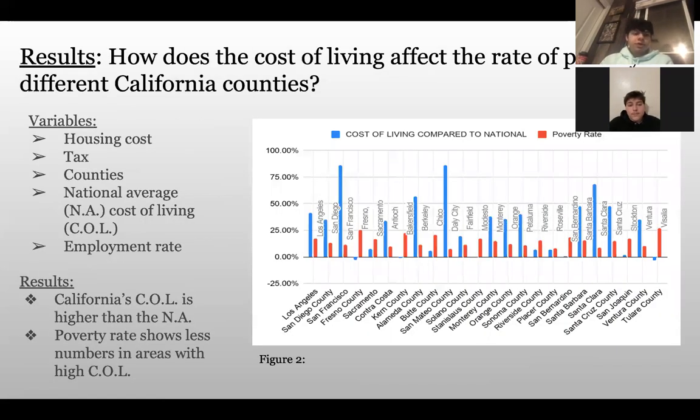For our second research question, how does the cost of living affect the rate of poverty in California counties? We considered the following variables such as housing cost, tax, the county specifically, national average and cost of living, as well as employment rate. What we found was just the general cost of living in California was actually far higher than the national average. And interestingly, areas with higher cost of living actually yielded lower poverty rates than others.